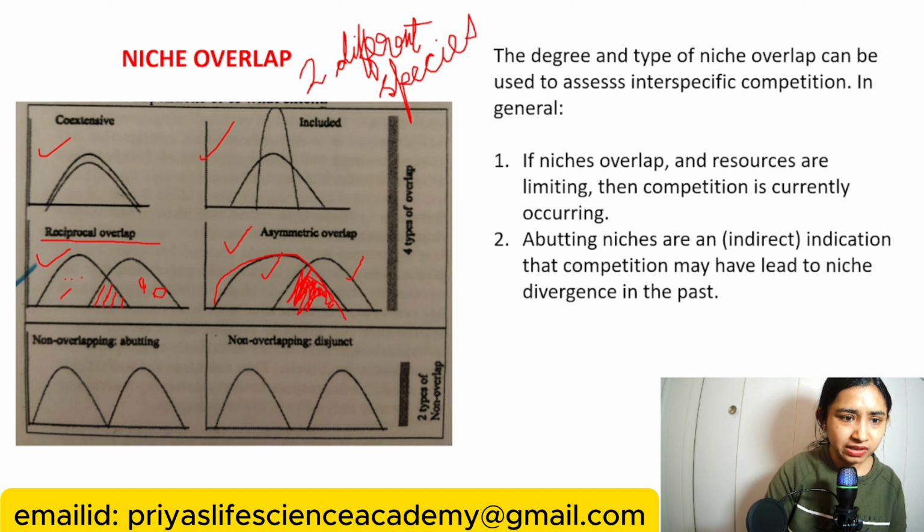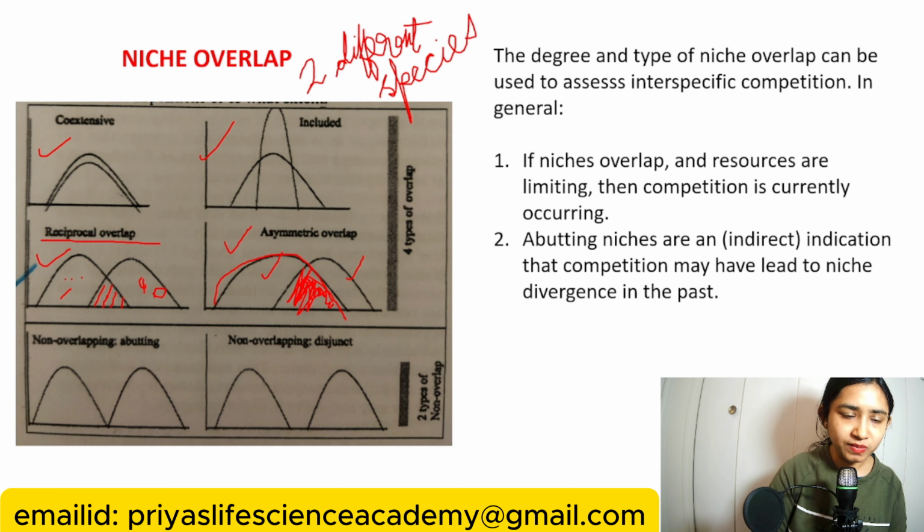This was equal. These species have some shared resource, and this species has some shared resource, and they both have an equal amount of common resource. But here the common resource is not the same. This species is using much of the shared resource from this species, and this species is not having much of the resource of the first species. So that is known as asymmetric overlap.